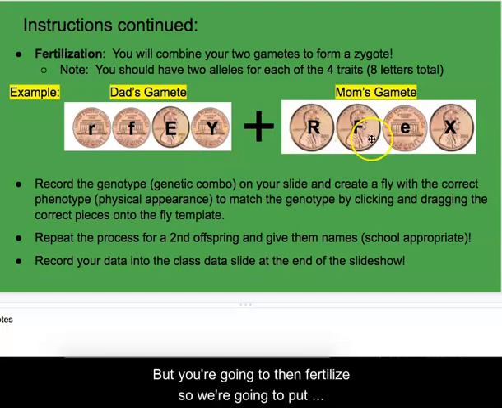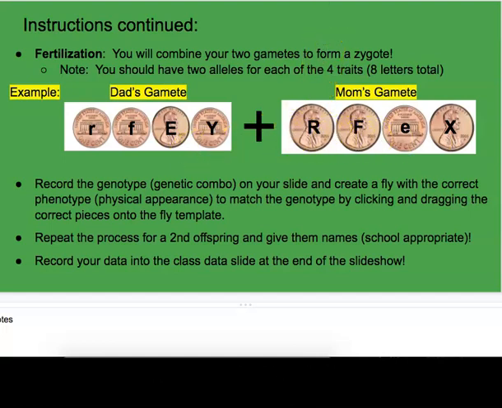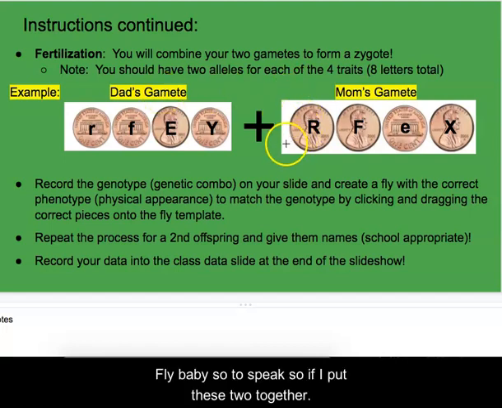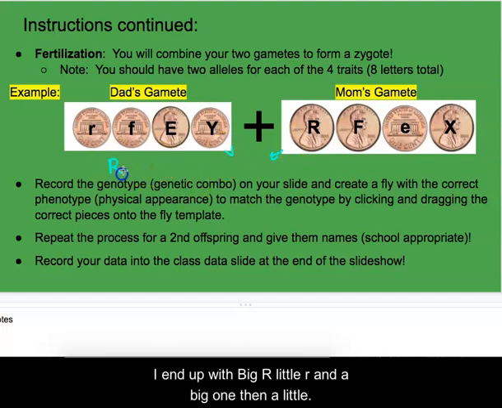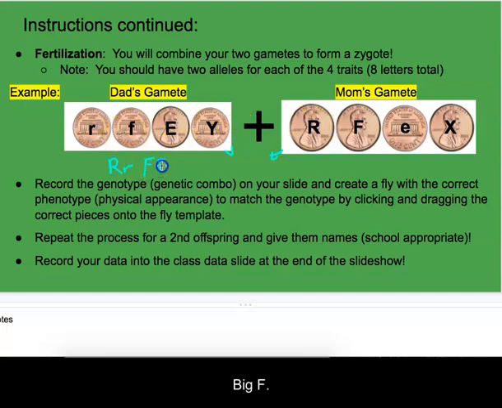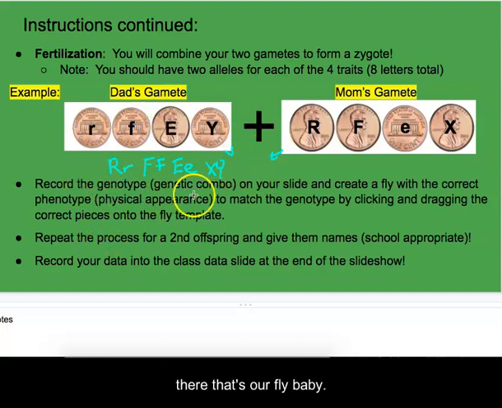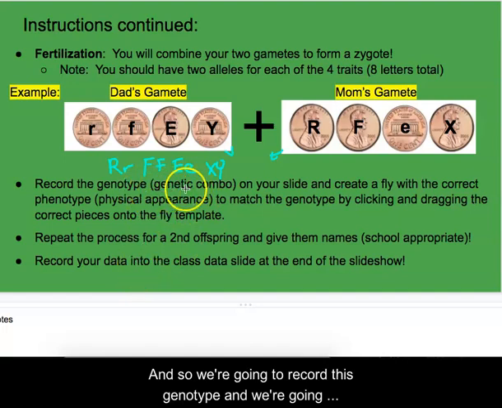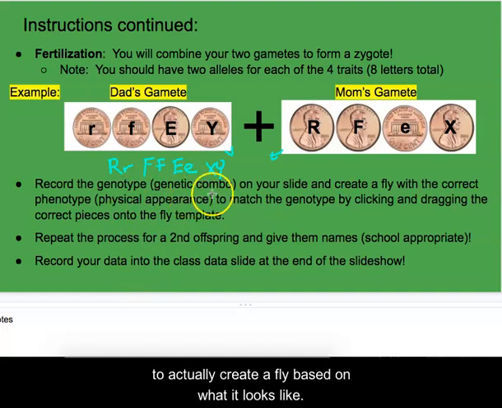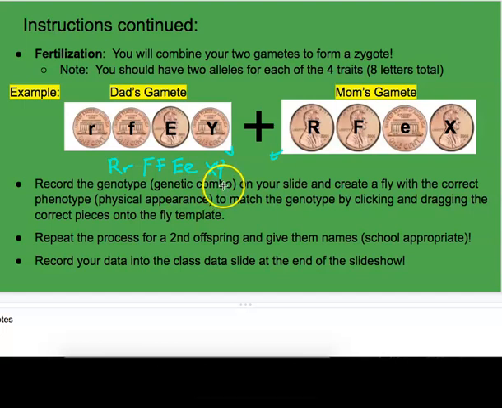But you're going to then fertilize. So we're going to put those together and make a fly baby, so to speak. So if I put these 2 together, I end up with big R, little r, because I had a big one, then a little one. Big F, little f. Big E, little e, X, Y. Congratulations, it's a boy. So that's my kid right there. That's our fly baby. And so we're going to record this genotype and we're going to actually create a fly based on what it looks like.